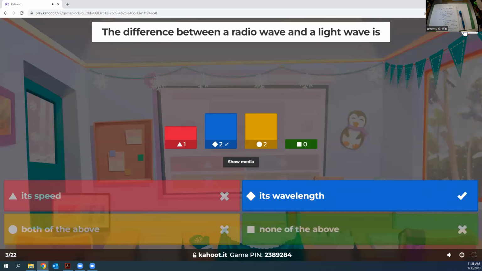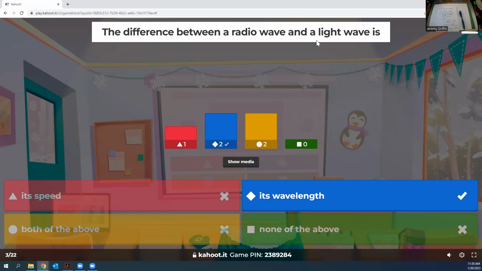Yeah, it's wavelength. Remember, to travel at the same speed, especially through a vacuum, which is 3.0 times 10 to the 8 meters per second, they're all electromagnetic waves too. It's wavelength because a radio wave has a longer wavelength than a light wave. A radio wave is usually a meter and longer.